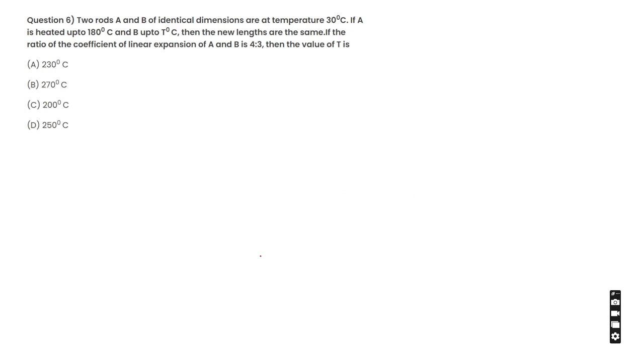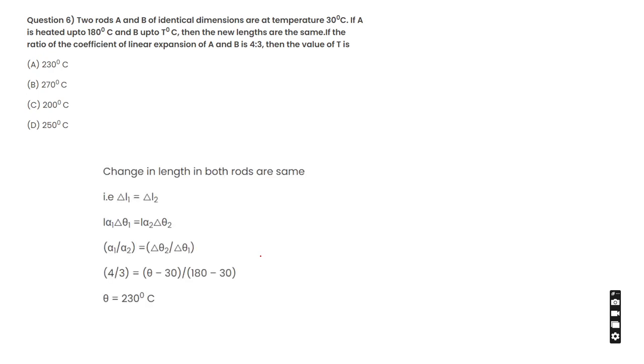Now move to the third problem. Two rods A and B have identical dimensions at a temperature of 30 degrees Celsius. If A is heated up to 180 degrees and B is heated up to T degrees Celsius, then the new lengths are the same. If the ratio of the coefficients of linear expansion of A and B is 4:3, you have to find the value of T. Options are given. The change in length will be equal, so you can equate L alpha 1 delta T 1 is equal to L alpha 2 delta T 2. Then take the ratio, alpha 1 divided by alpha 2 is equal to, then substitute the values and you will get the final temperature.